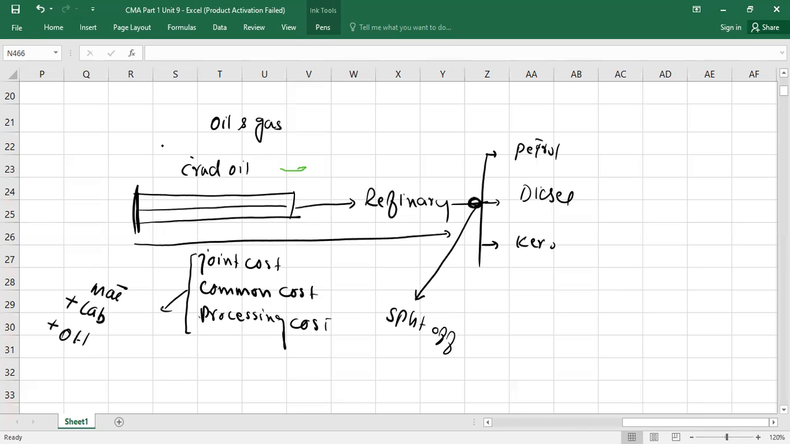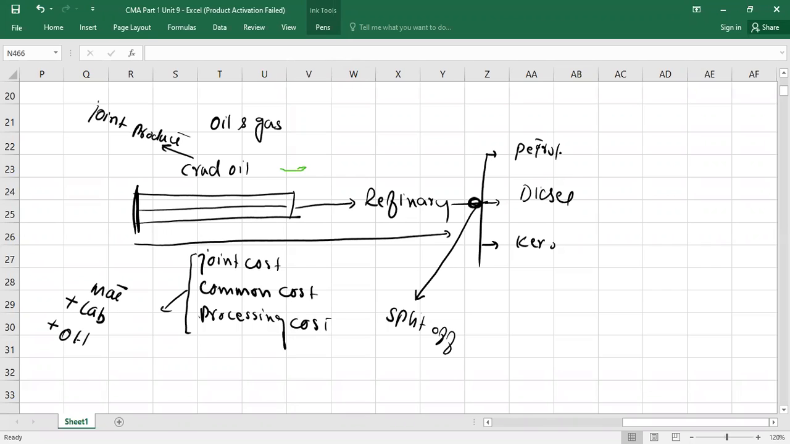Then this crude oil itself is a product which can be converted into a number of subproducts. So this crude oil is called a joint product. Understood? For example, what other example comes to your mind for a joint product? Like wood. Wood could be a joint product. From there you can make a number of different products. Understood?